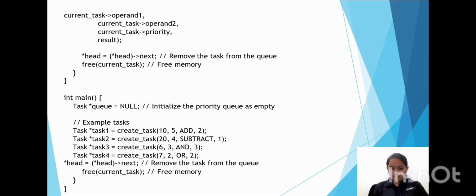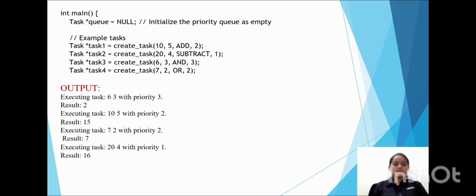Head is equal to head next, which means we have to remove the task from the queue. Next, we have to free memory, free current task. Int main, task queue is equal to null, which means we have to initialize the priority queue as empty.